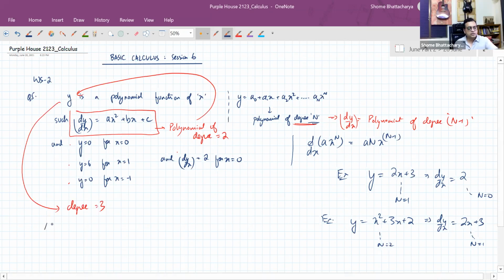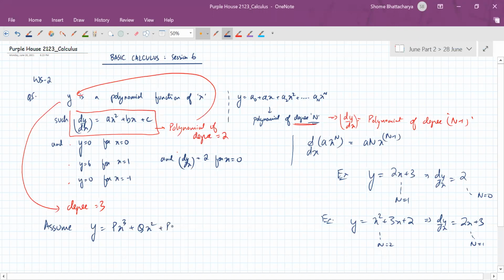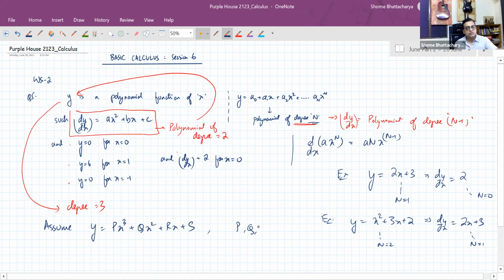So let us start by assuming y is equal to, let's say, px cube plus qx square plus rx plus s, where p, q, r, s are unknown constants. There are some numerical constants which are unknown to us. So this statement would make sense, because dy by dx is a polynomial of degree 2, so that means y must be a polynomial of degree 3.